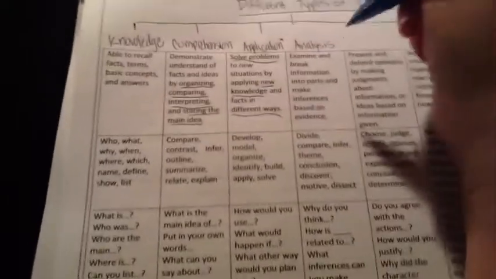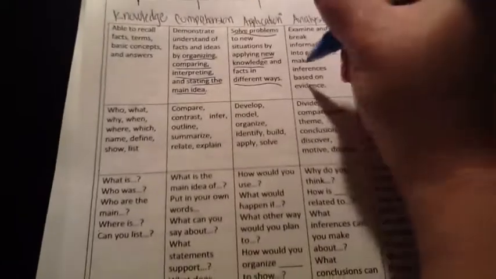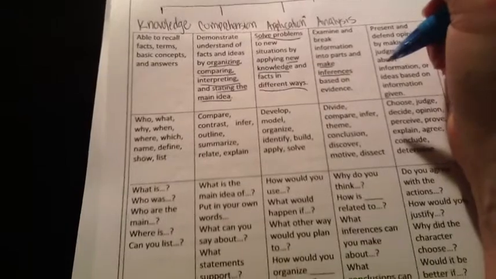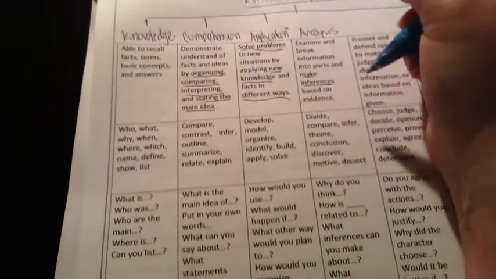So I see, examine and break information into parts to make inferences based on evidence. We haven't talked about the word inference before, but it's essentially an educated guess. You're figuring out information based on what you already know and evidence from the text.